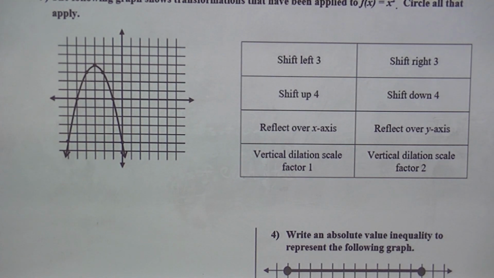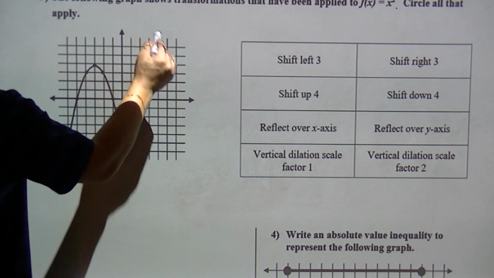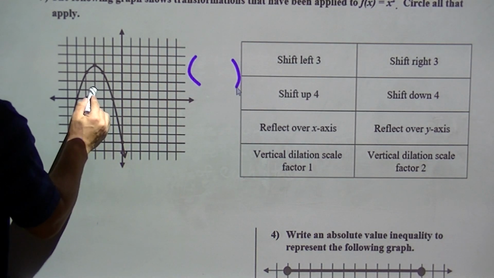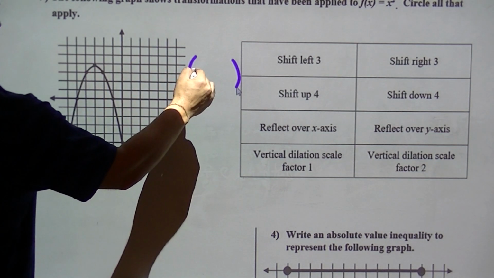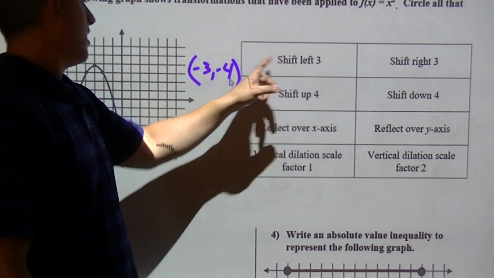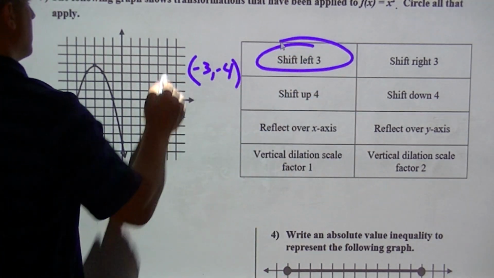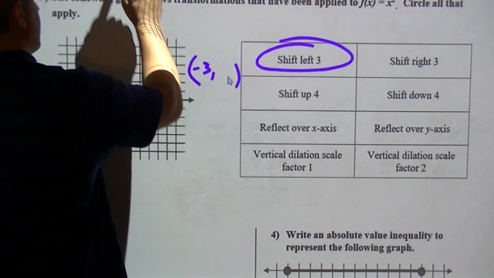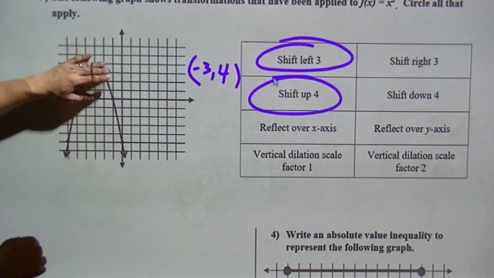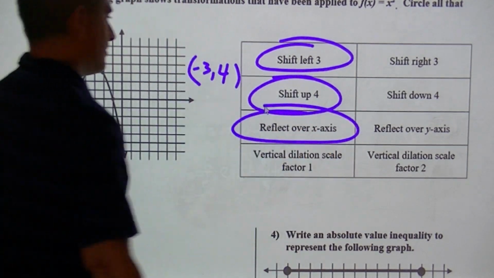The big thing here is you got to find the anchor point. So my anchor point is 1, 2, 3, 1, 2, 3, 4. So -3, -4. So what I do is I follow these. I would get there by shifting left 3. Whoops, that should be a +4, sorry. And going up 4. It is flipped, so it's going to reflect over the x-axis.